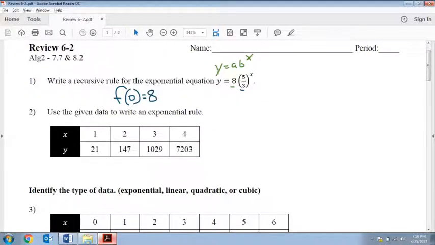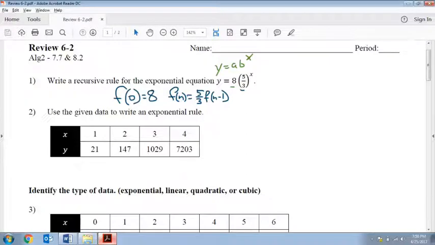That's your starting point. Then for any given n, f of n equals 5/3 times the previous, f of n minus 1. And that's on page 5 of your notes. It's the first part of section 7.7 in your notes.